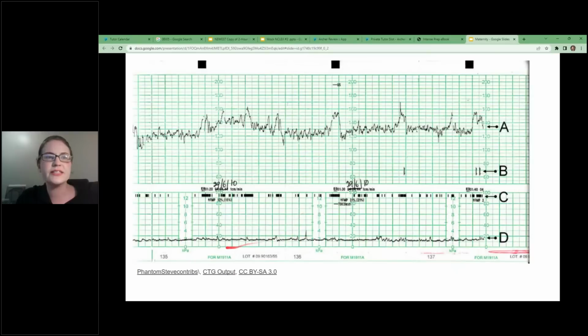And again, this is what a non-stress test would look like. Typically, you would see contractions down here, but you can see there are some nice accelerations. There's a good acceleration here. There's another good one here. So this would be a reactive strip.